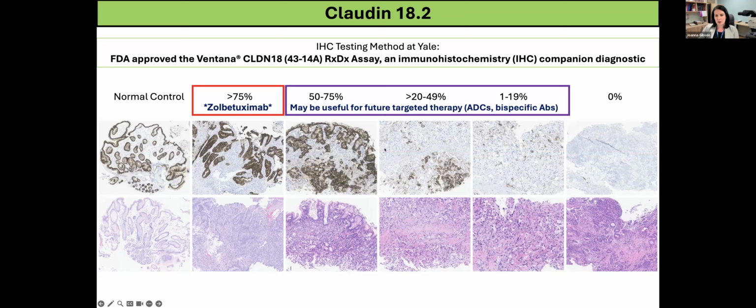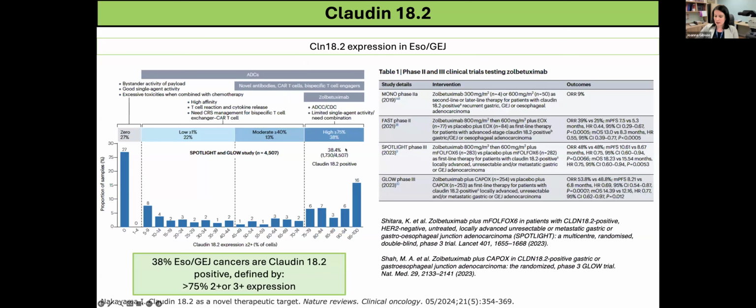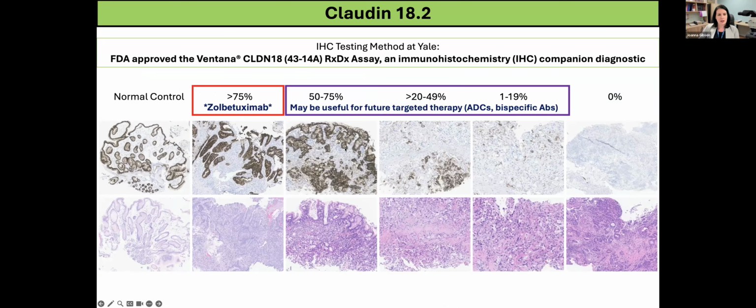And again, you can kind of see what the spectrum of staining is. It's a relatively easy antibody to read. And then we always look for our normal controls in the background mucosa.